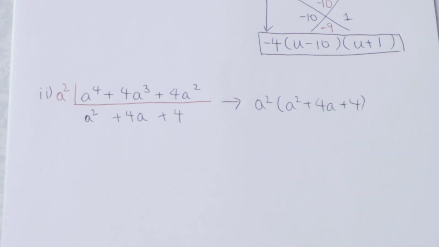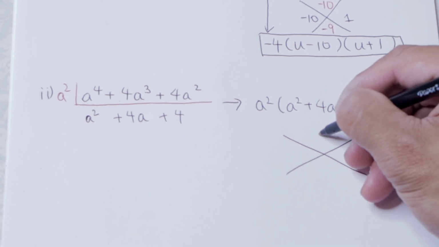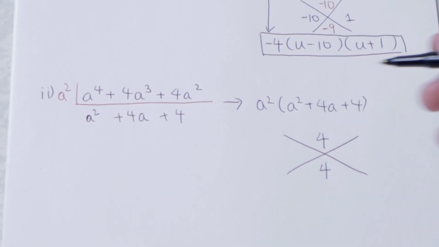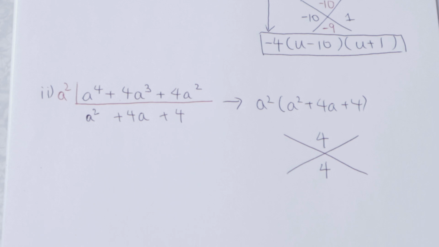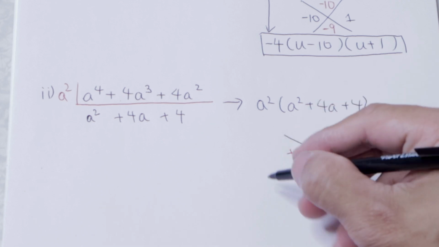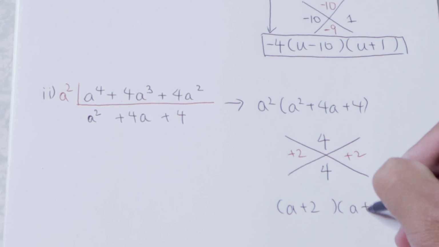From here, we're going to do the x game. Again, we put the c, which is 4, on the top, and the b, which is also 4, at the bottom. You find two numbers that multiply to get positive 4 and add to get positive 4. There's not really a lot of choices. The two numbers are positive 2 and positive 2. So the two parentheses are a plus 2 and a plus 2.